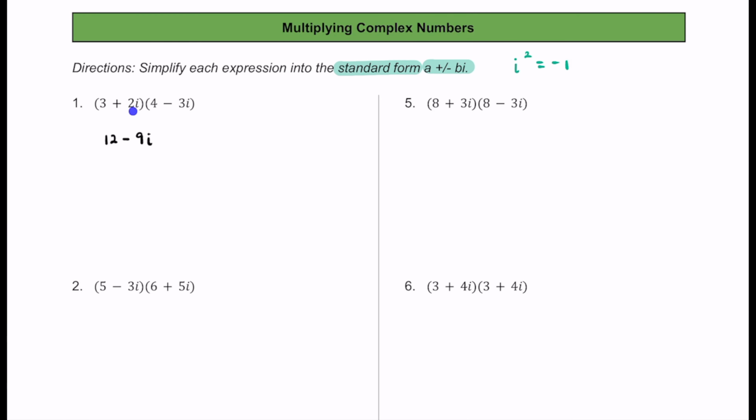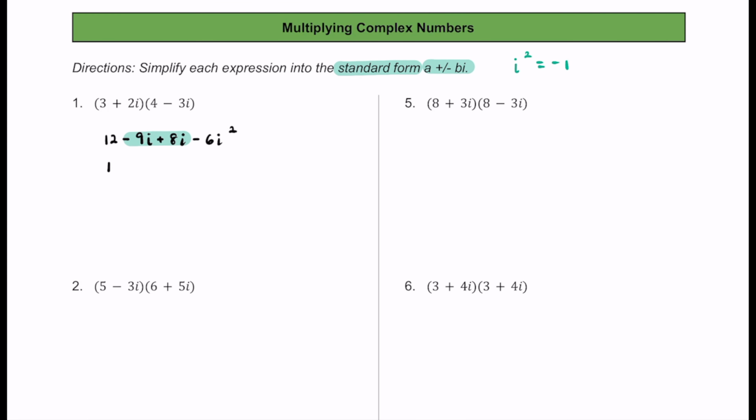Then we'll take this 2i multiplied by 4. 2i times 4 is going to be positive 8i. So write plus 8i. And finally, this 2i times -3i. 2 times -3 is -6. i times i is i squared. So it's going to be -6i squared.